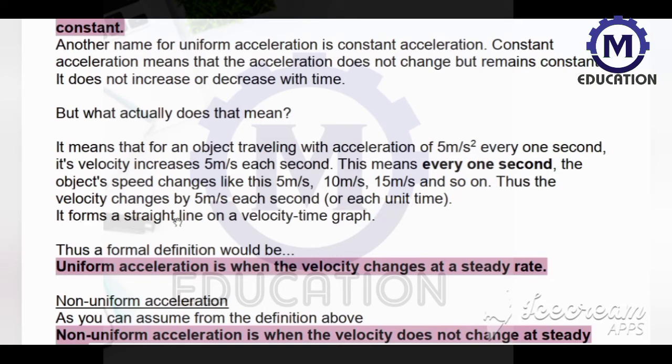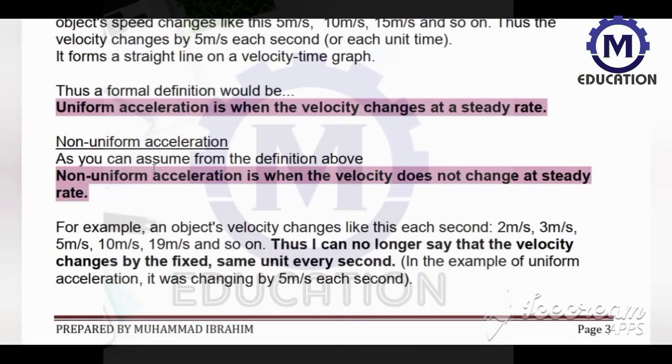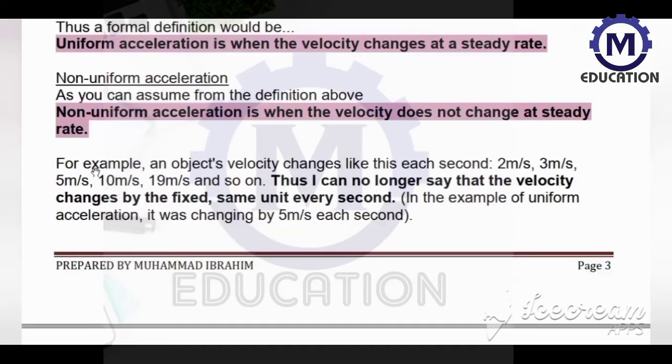It forms a straight line on the velocity time graph that we will discuss later. Thus the formal definition would be: uniform acceleration is when the velocity changes at a steady rate, a constant rate. Non-uniform acceleration, as you have assumed from the definition above, is when the velocity does not change at a steady rate, meaning a constant rate.